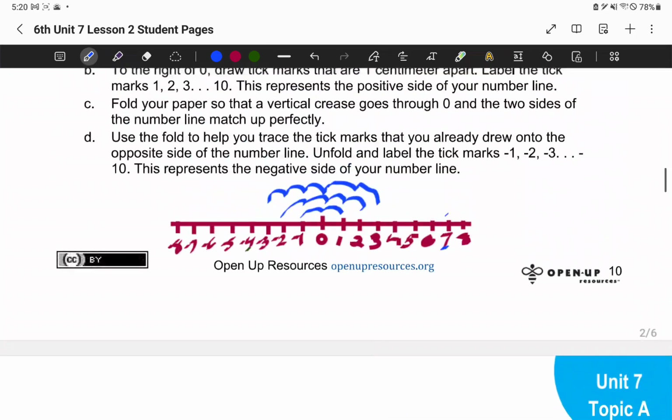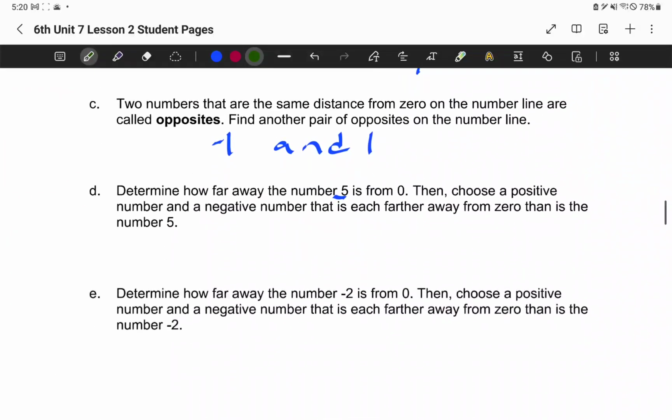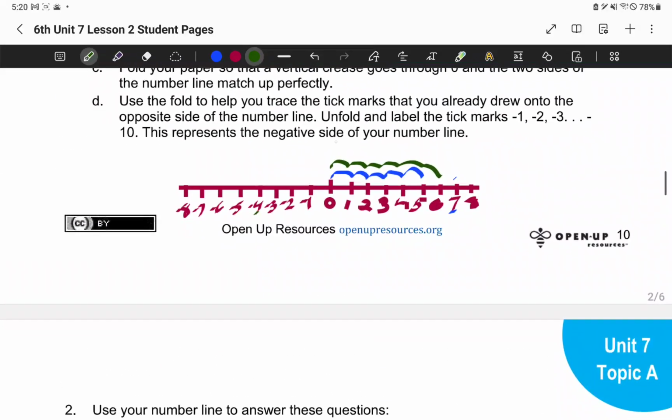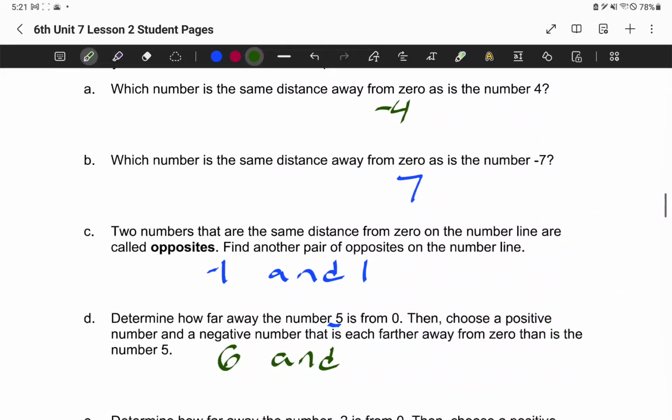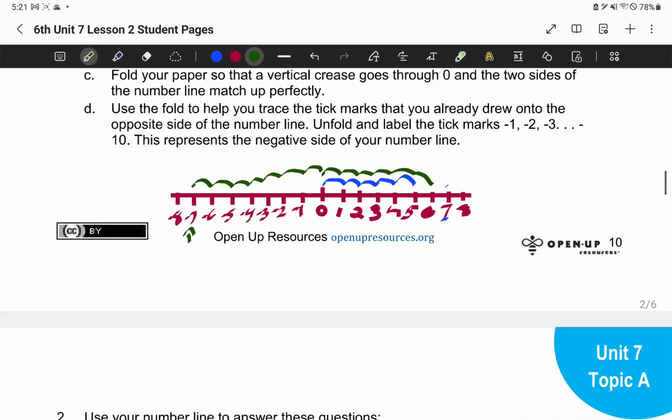And they don't have to be opposites. Okay, so 5 is 1, 2, 3, 4, 5 away from 0. So 1, 2, 3, 4, 5, 6, so +6. 1, 2, 3, 4, 5, 6, 7. So -7. Because that's where I ended up over here.